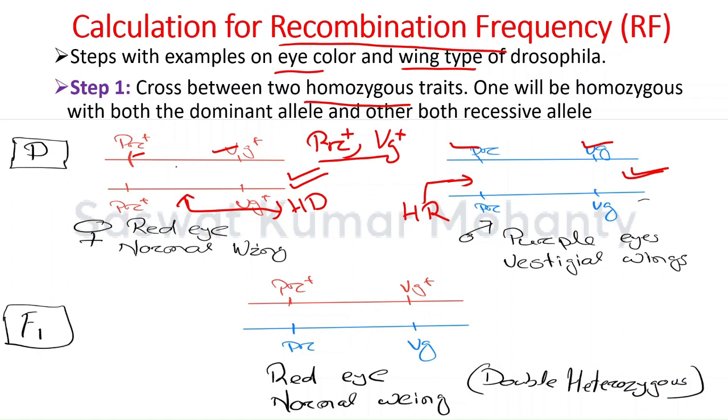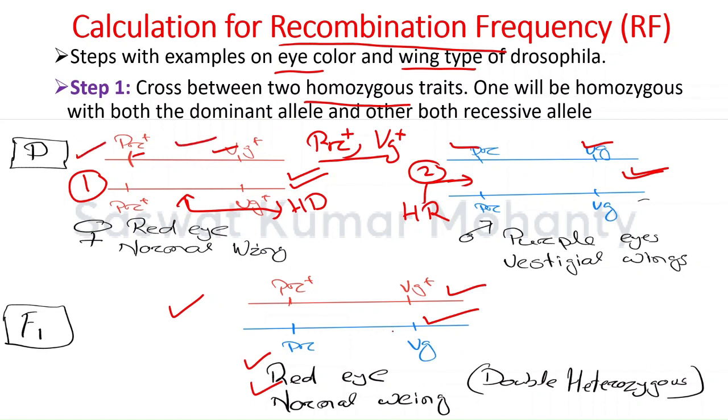So here, of the two parents, parent 1 is the homozygous dominant parent and parent 2 is the homozygous recessive parent. If you cross a homozygous dominant and a homozygous recessive, the F1 hybrid will be heterozygous. One chromosome will be the dominant chromosome and the other chromosome will be the recessive chromosome. Here, as you can see, the red eye and the normal wing are the dominant characters.